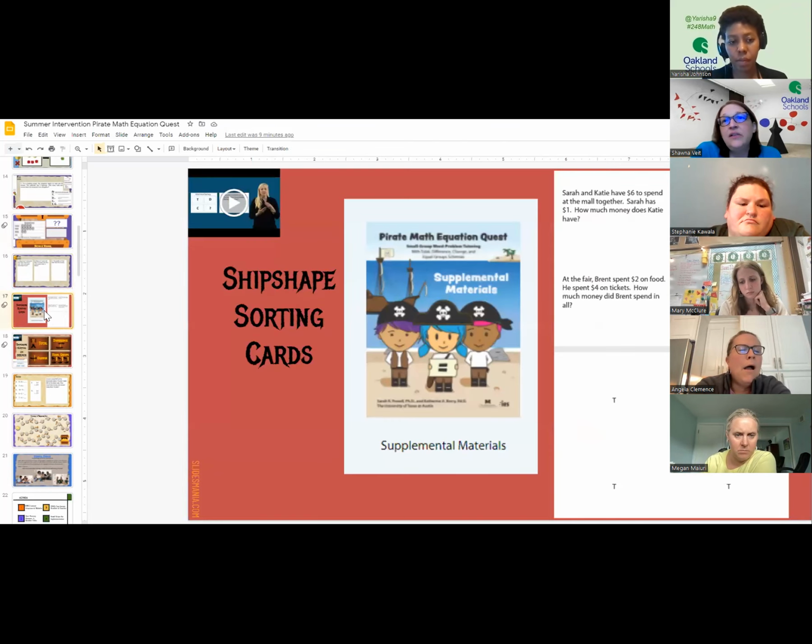All right, we're going to dig a little bit into ship shape sorting cards. We have these created as a Desmos activity. Thumbs up if you are already using Desmos.